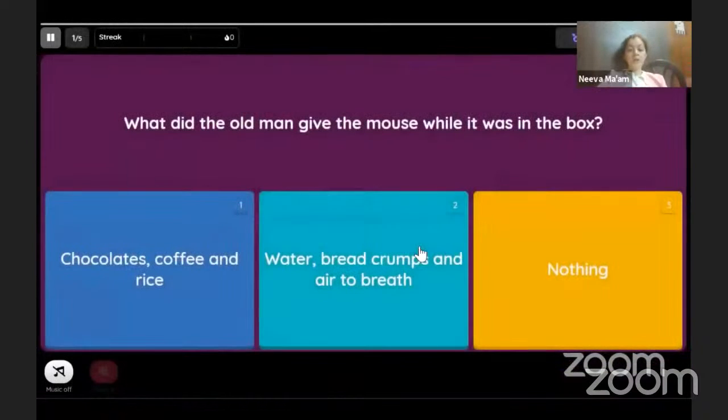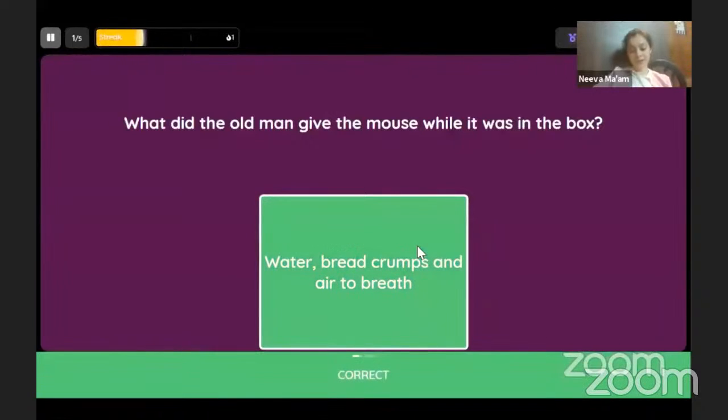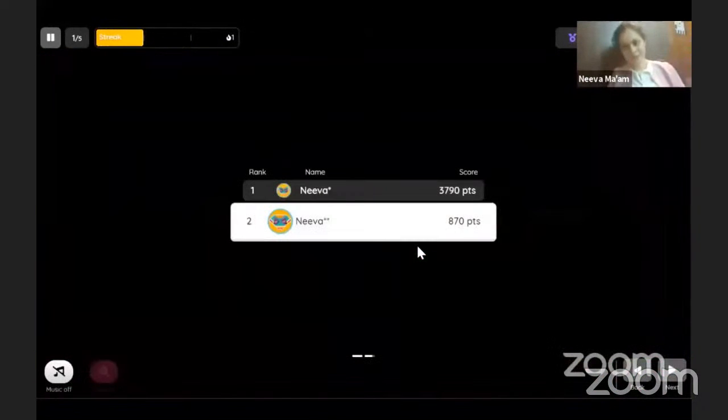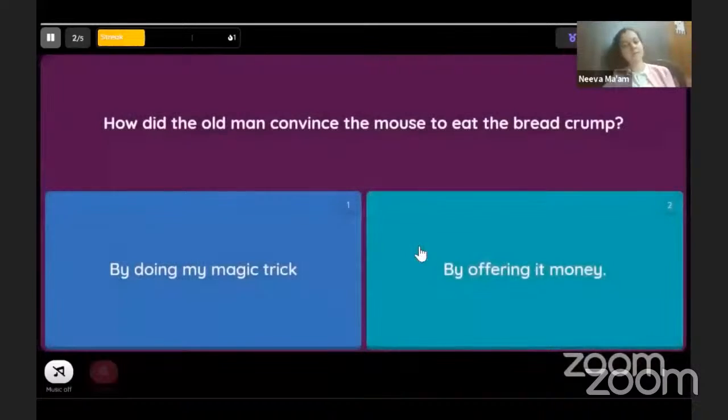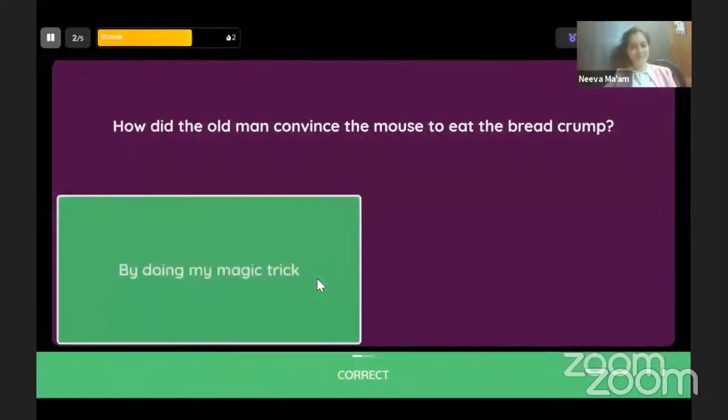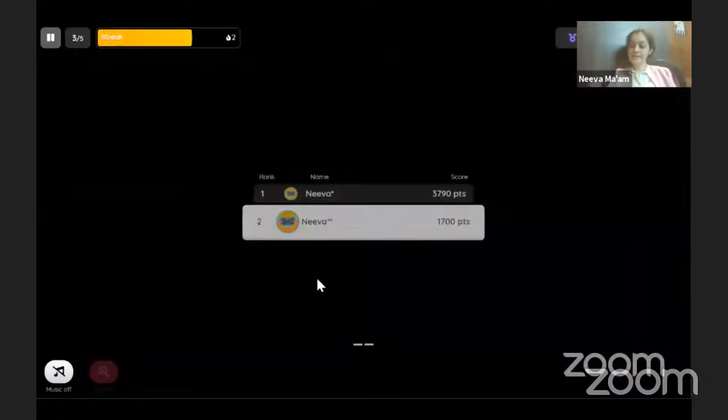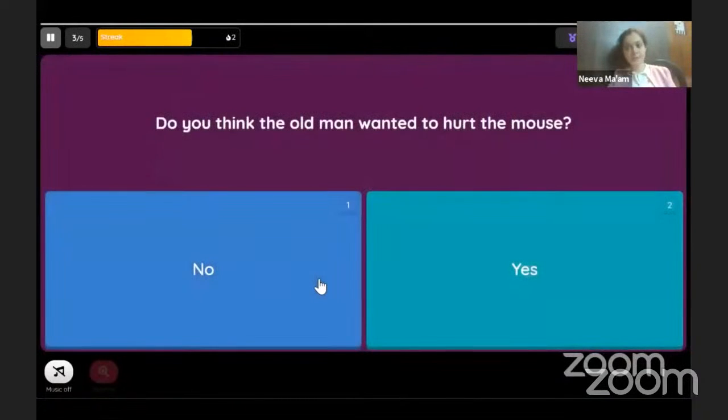All right. What did the old man give the mouse while it was in the box? Chocolates, coffee, and rice, water, breadcrumbs, and air to breathe, or nothing? He gave him water, breadcrumbs, and air to breathe. Okay, that was pretty straightforward. We saw that in the film as well. How did the old man convince the mouse to eat the breadcrumb? By doing a magic trick or by offering it money? So he did that abracadabra magic trick, right? So that would be the first answer. Super. As we're discussing the questions, you can put the answers in the chat box as well.